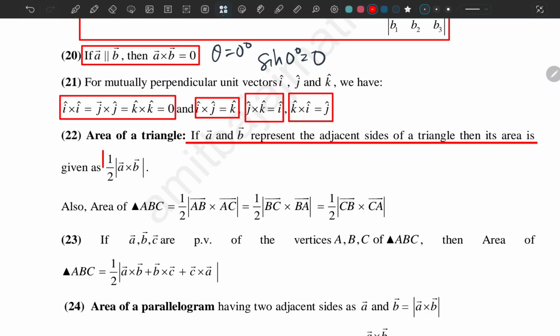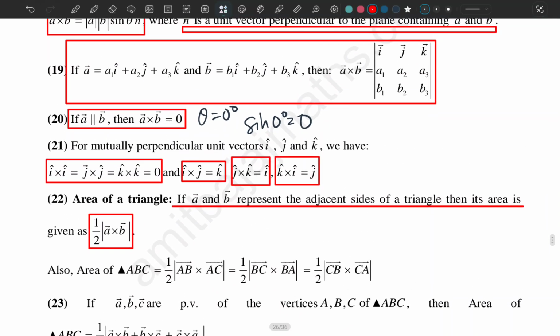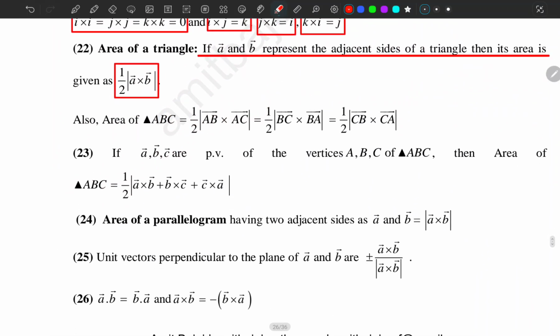Okay, now area of triangle: if a and b represent the adjacent sides of a triangle, then its area is given by that. Well, a and b are the adjacent sides of a triangle, then the area is 1 over 2 times the magnitude of a cross b, and a cross b can be evaluated from here, right?